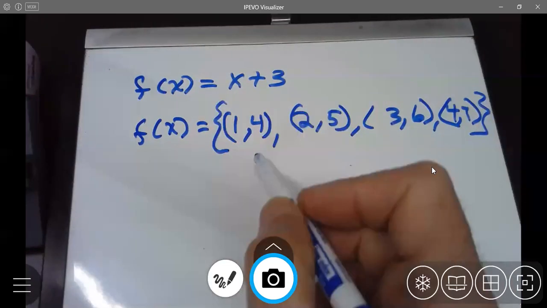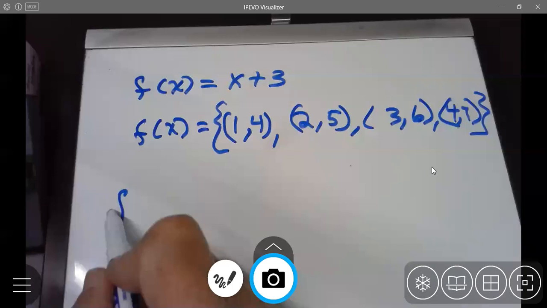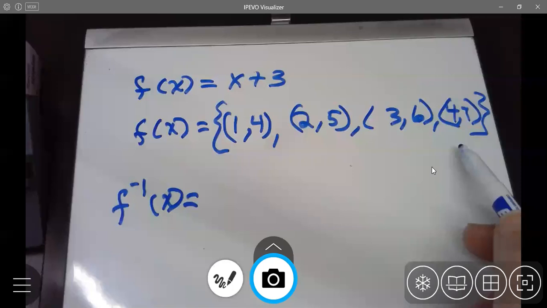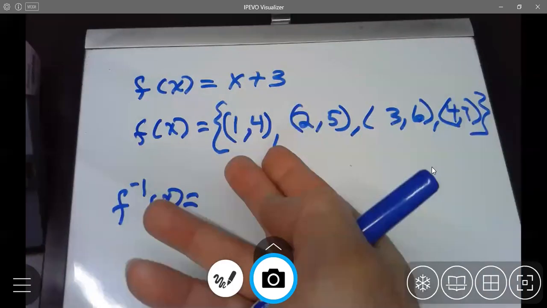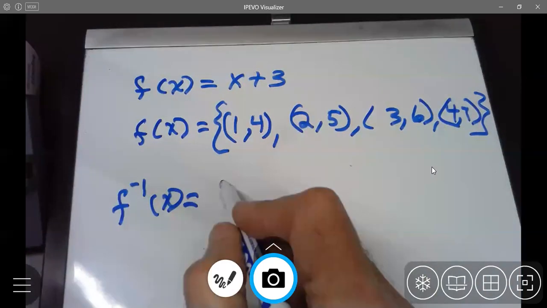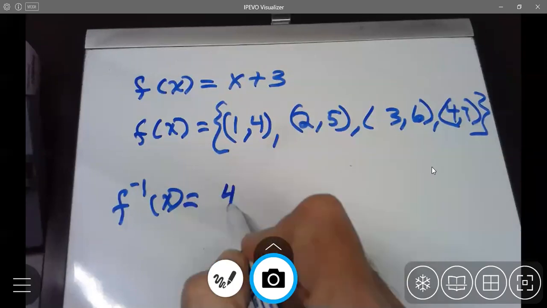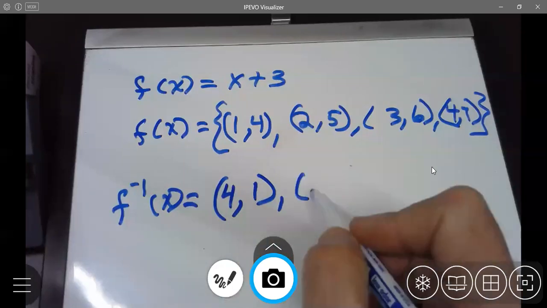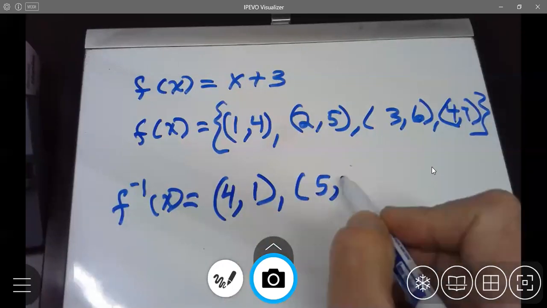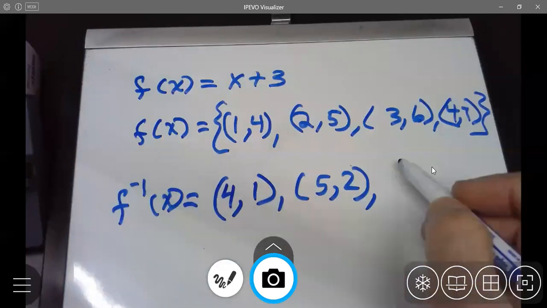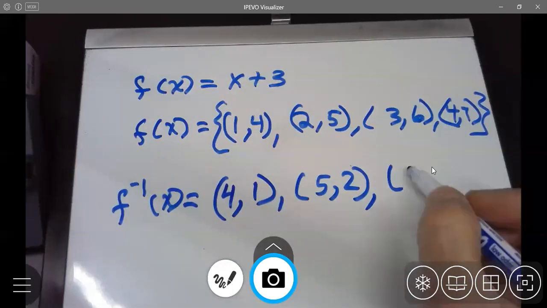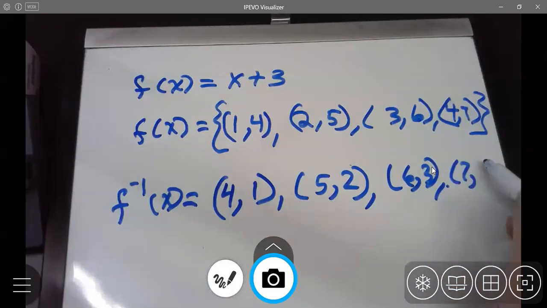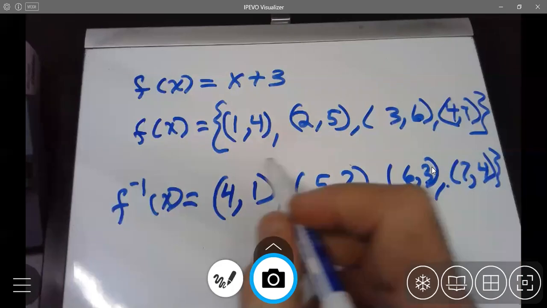Okay, so if we want to find the inverse to this set of ordered pairs, we would just merely switch x and y. So now 4 is now x, 1 is now y for the inverse. We switch 5 and 2. We have 2 and 5, now it's 5 and 2 for the inverse. 3 and 6 is now 6 and 3 for the inverse. 4 and 7 is now 7 and 4 for the inverse function.